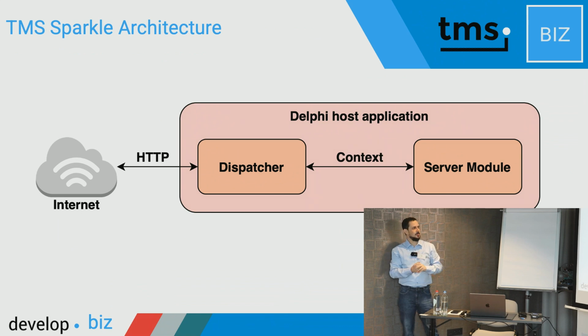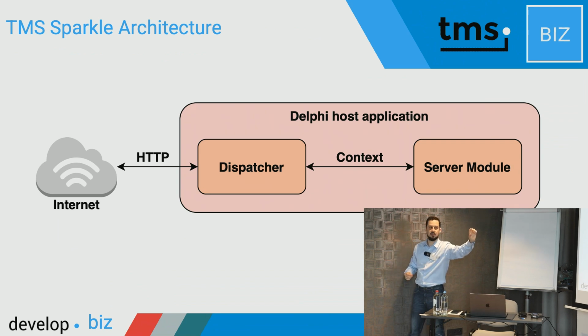This is another way to see it. So you have the internet and you have HTTP communication between the client and your server. And the biggest box there is your host application. It's your Windows service, it's your VCL application, it's your console application, all right? So the HTTP is coming and it's entering your host application, and inside your application, you have the dispatcher and the server model.